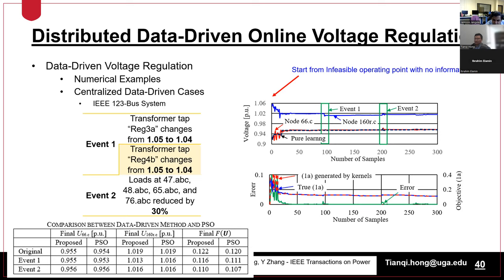So, Dr. Hong, I have one question. For the IEEE bus system that you considered, or the EPRI one, did you consider different types of feeder types, or does this data-driven solution actually apply to a particular feeder type?